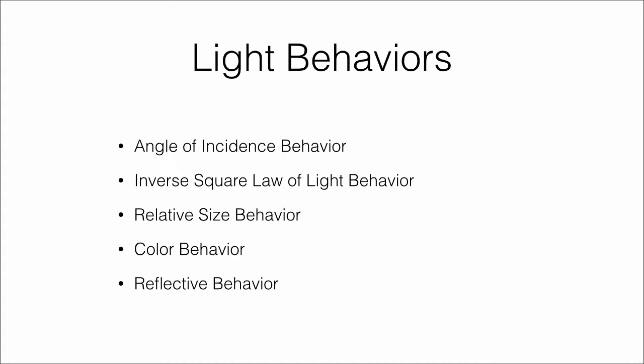We'll discuss it, okay? The second one is you need to know the inverse square law of light. Incredibly important, but no more or less important than the other 4. They're all equally important. The third one is the relative size behavior. This is the one responsible for most people's problems in lighting. The fourth one is the color behavior, how light absorbs color and bounces color back.